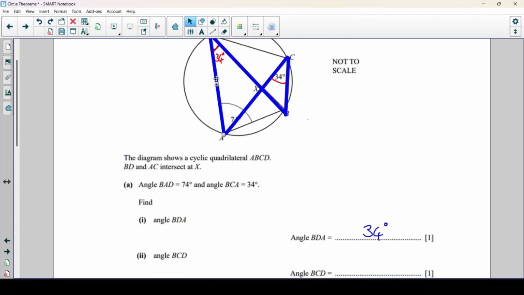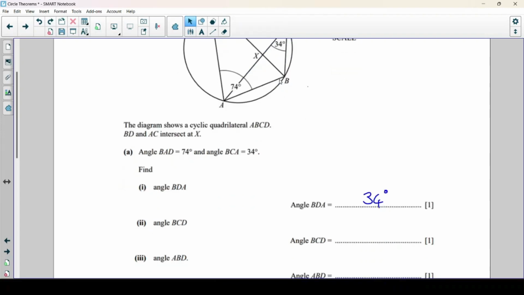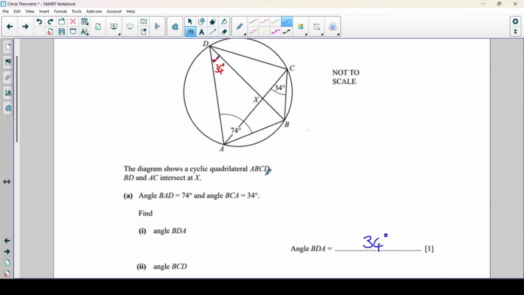For BCD, let's quickly get rid of these lines that we don't want anymore. So for angle BCD, BCD is this one here, from B to C to D. Here we're going to use the property of a cyclic quadrilateral. So opposite angles in a cyclic quadrilateral add up to 180. So that means BCD is going to be 180 take away 74, which is 106 degrees.